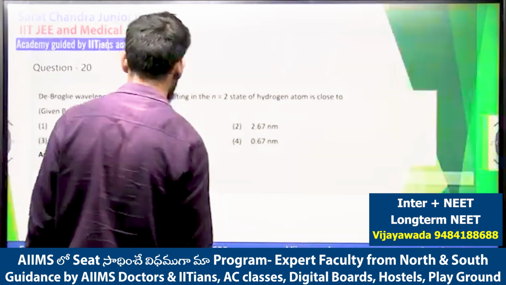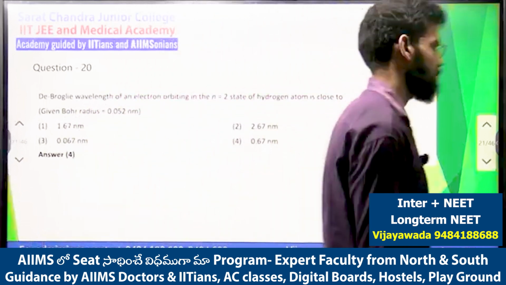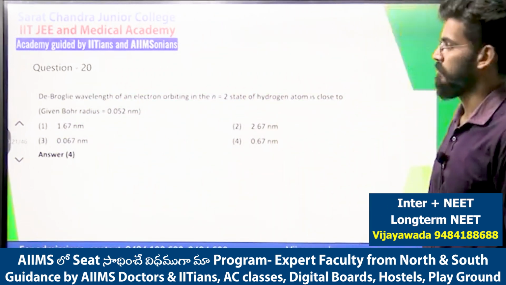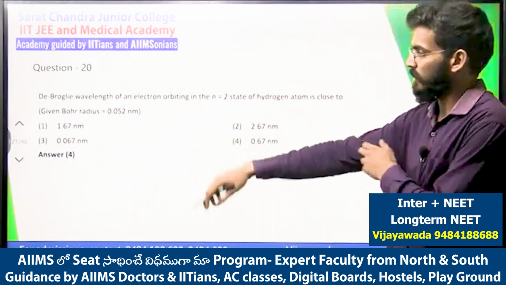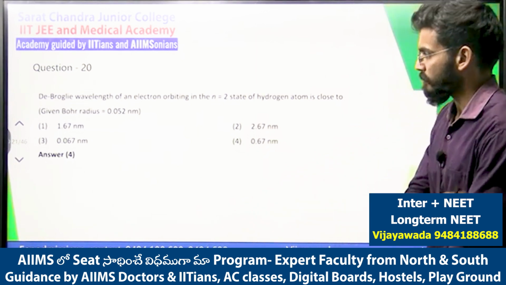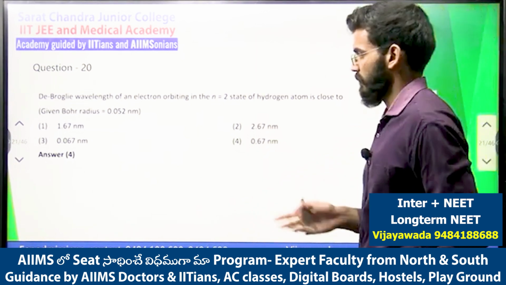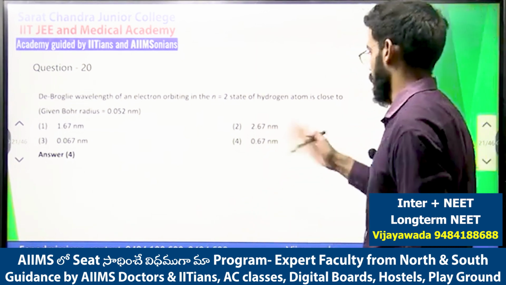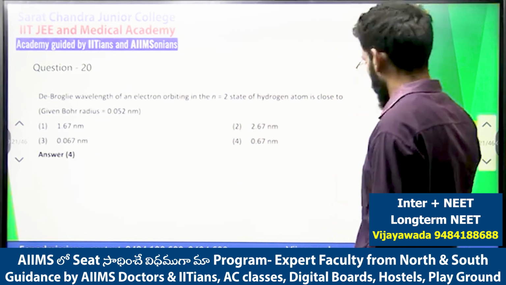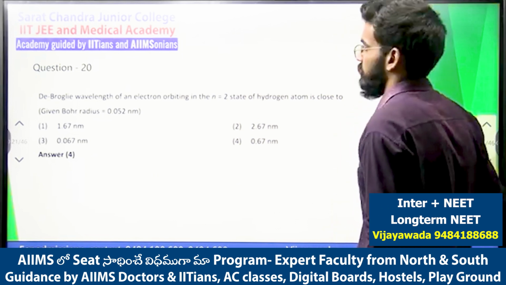R value given, na? 0.052. Put the value. Pi r came. Okay, pi r is your answer. That's it, lambda. Nothing else. So fourth option will match 0.67. Okay, that's it. Next question.